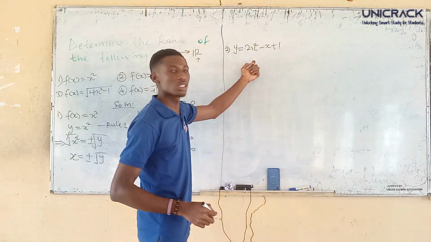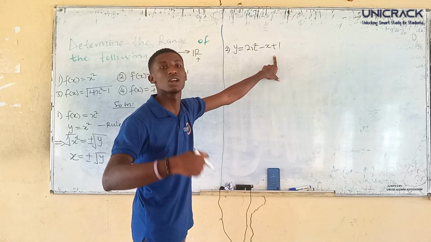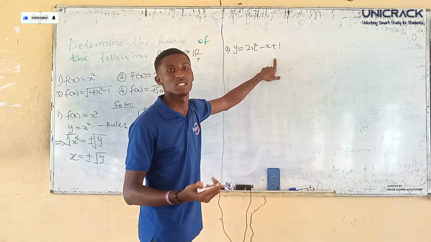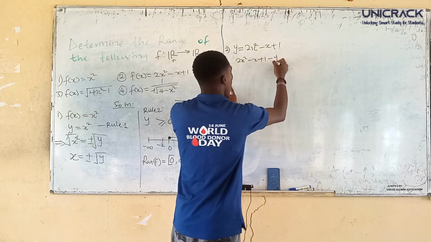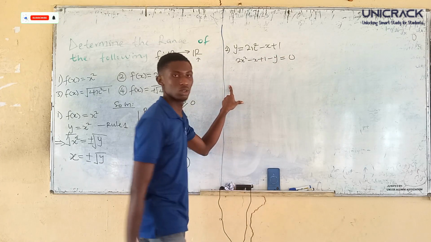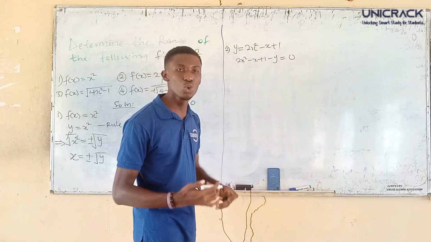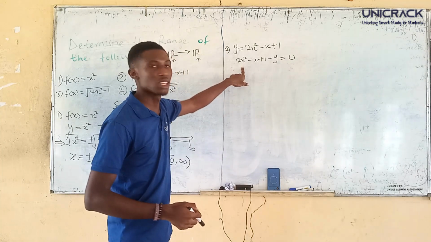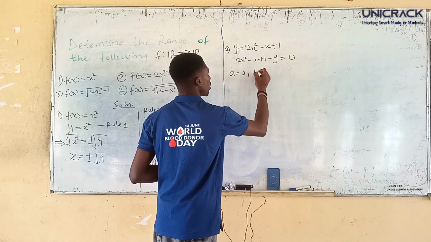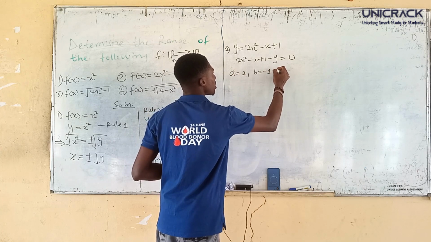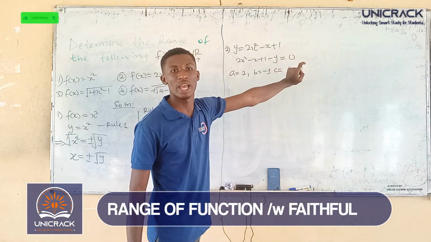Now since we have this, we would carry y to the other side. Why are we doing that? Because we want to make sure we use the quadratic formula to solve for x. Now we have 2x squared minus x plus 1 minus y all equal to 0. Since we have made y come to the other side, it becomes 0 automatically. Now we can use the quadratic formula to solve for x. To do that, we'll say a is equal to 2, b is equal to negative 1, and c, which is your constant, will be what? 1 minus y. Not only 1, but also y inclusive in this case.